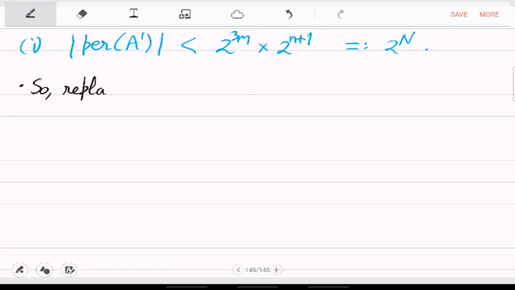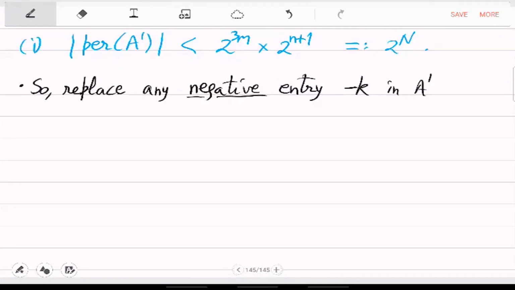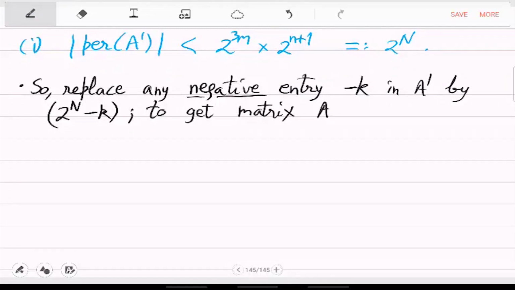So replace the negative entry minus k in A prime by 2 raised to n minus k to get matrix A double prime, which now has only positive entries, or non-negative entries, and you consider its permanent modulo 2 raised to n.